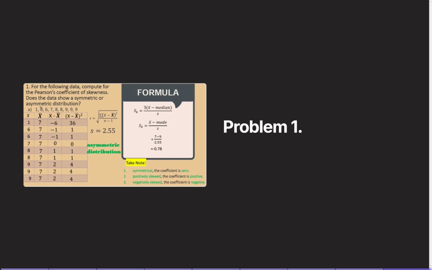So first thing, we have the values 1, 6, 6, 7, 8, 8, 9, 9, 9. So all we have to do is list it down. It's in table form right now. So for the x, our x is 1, 6, 6, 7, 8, 8, 9, 9, 9. So we have to calculate the mean. So how do we calculate the mean for this one?